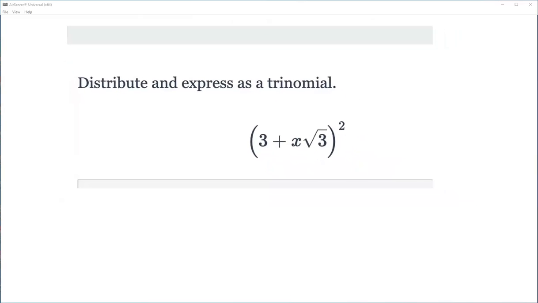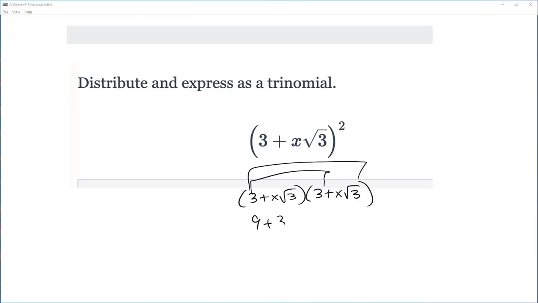Here again, you're just foiling. Like, make sure you foil. 3 plus x radical 3, 3 plus x radical 3. This will be 9 plus 3x radical 3 plus 3x radical 3 plus radical 9. 9 plus 6x radical 3 plus 3. Final answer is 12 plus 6x radical 3.